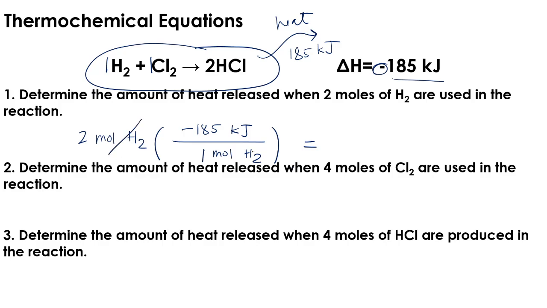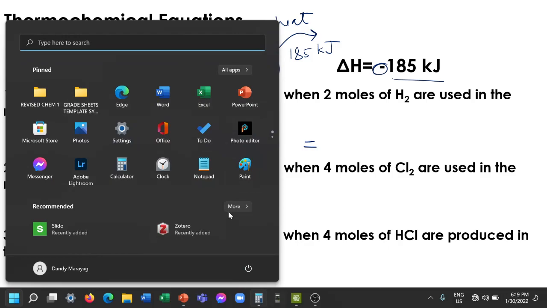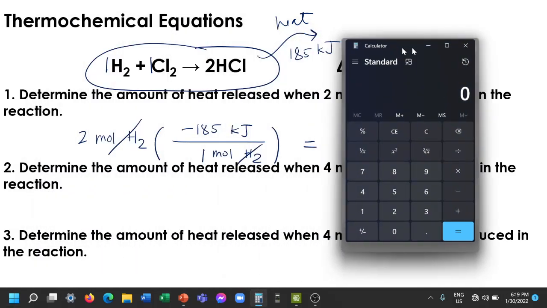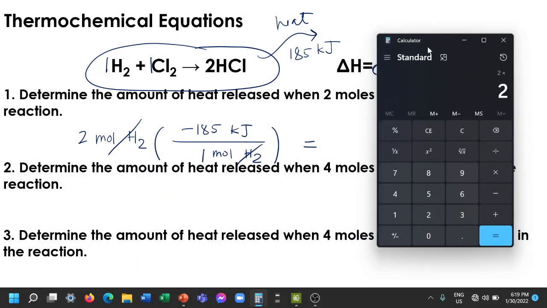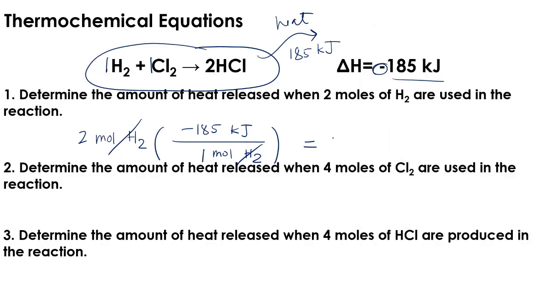Okay, then after this one, we're ready to solve this one. So moles of H2 cancel. And then let's use our calculator. So that's 2 times negative 185. So here that's 370. So negative 370 kilojoules. So on this one, when 2 moles of H2 are used in the reaction, then 370 kilojoules are released from the reaction. Let's proceed to the next one.